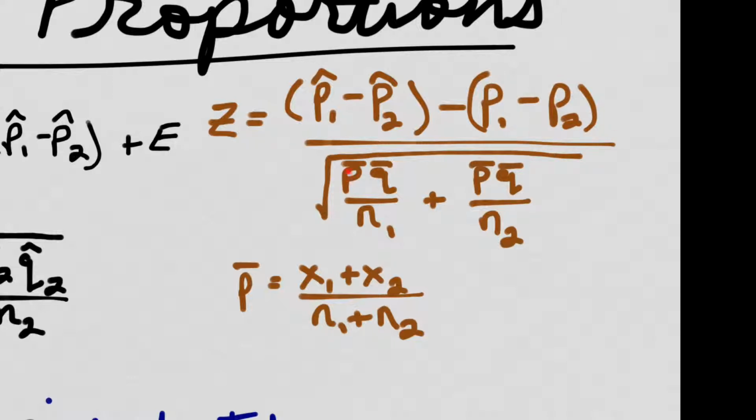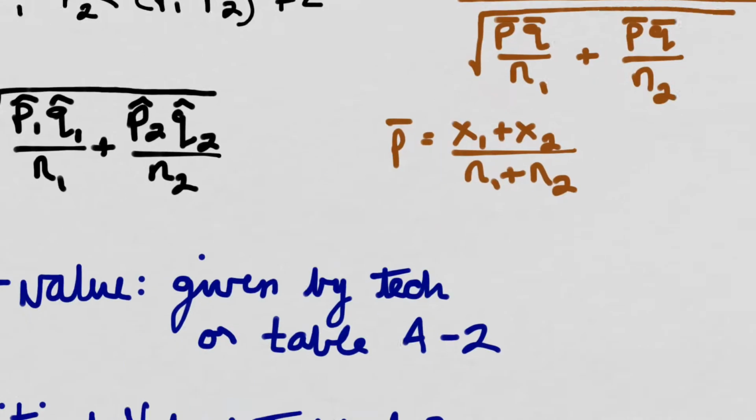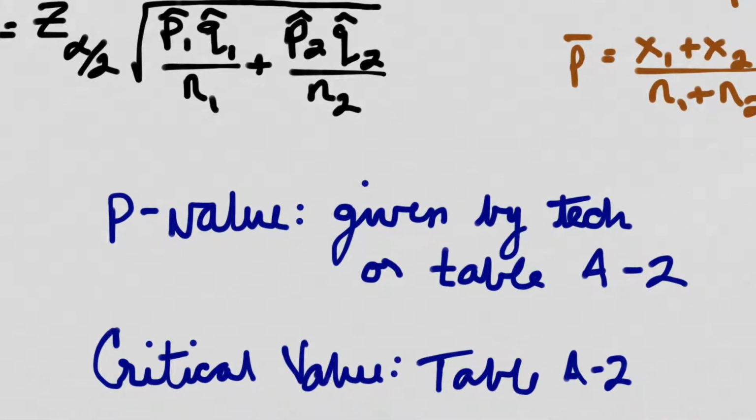The main difference here is our idea of p bar. Our p bar is our successes from each sample added to each other, divided by our total sample size. So this is how we calculate our z-score if we're comparing two proportions of a population. The p-value is usually given by technology, but if you don't have technology available, you can use table A2, which is your z-score table. And again, critical values are given by the same table, our z-score table.